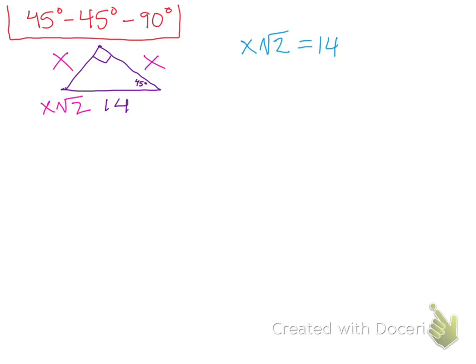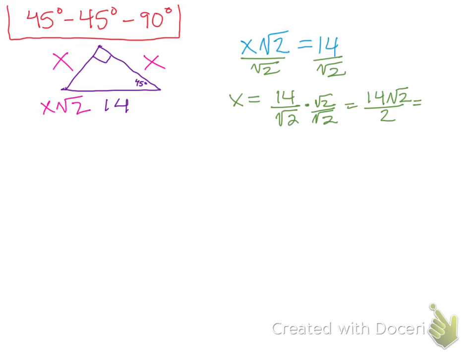Now I need to get x by itself. I need to solve for x, so I got to get x by itself. So divide both sides by the square root of 2. So I get x equals 14 over the square root of 2. But again, I don't want a square root in the denominator, so I multiply by square root of 2 over the square root of 2, which gives me 14 square root 2 over 2. And then I simplify 14 divided by 2, which is 7, so 7 square root 2.